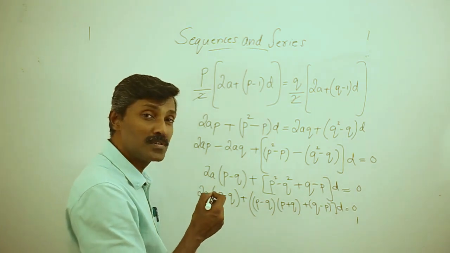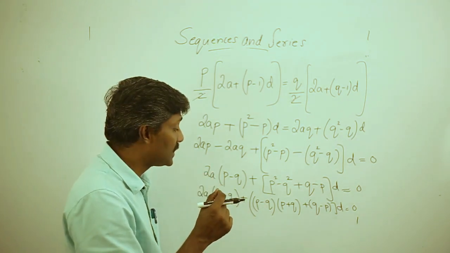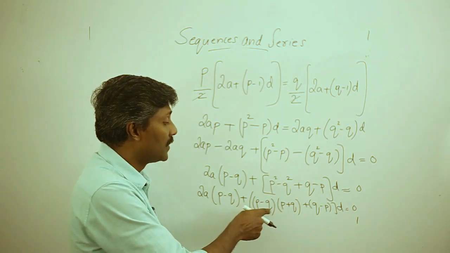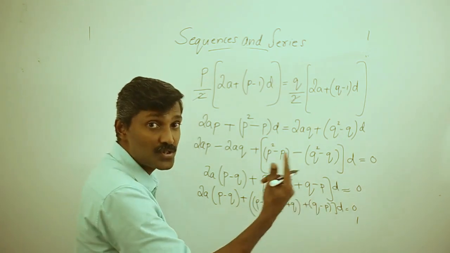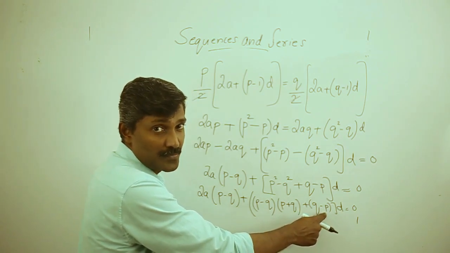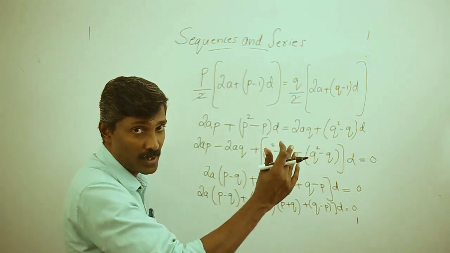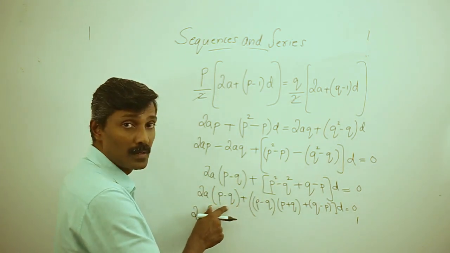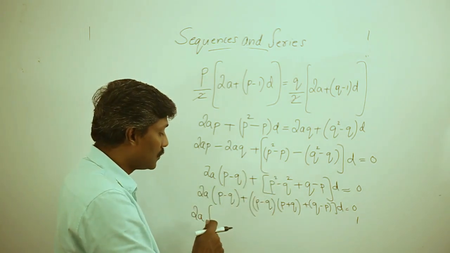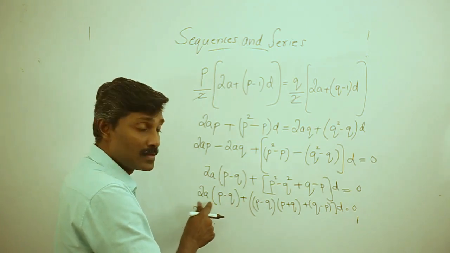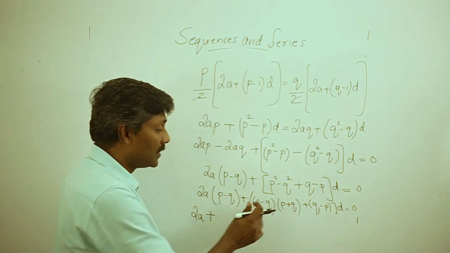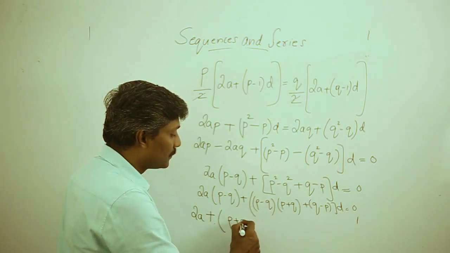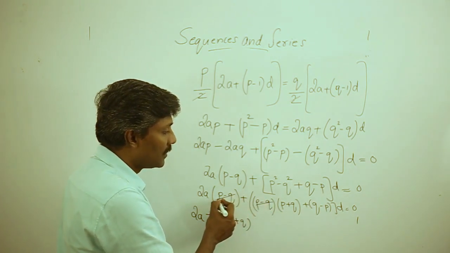Now if you have a close look at this equation, you see that you have a common term, P minus Q, in all the terms. Q minus P is nothing but minus of P minus Q, right? So I divide the entire equation by P minus Q, and what I get is 2A into 1, so what I have left is 2A plus P plus Q.